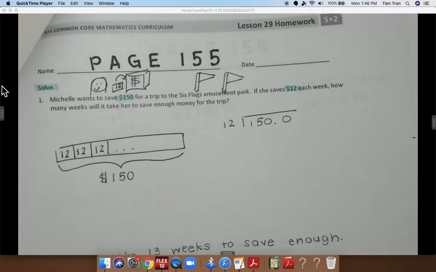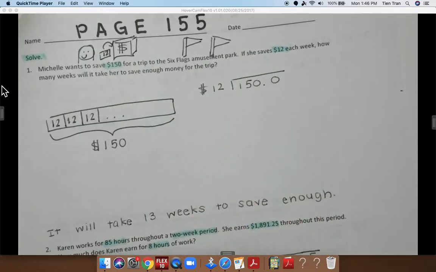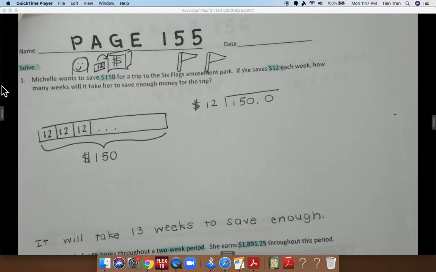To figure this out, I am going to divide 12, because I need $12, right? And I'm going to put $150, because that's how much money she needs in order to go to Six Flags. She needs $150. So if she gets $12 each week, how many weeks will it take for her to save $150? I'm going to figure that out by dividing. So that's what I'm doing here. I am dividing my problem to figure out what my answer will be.